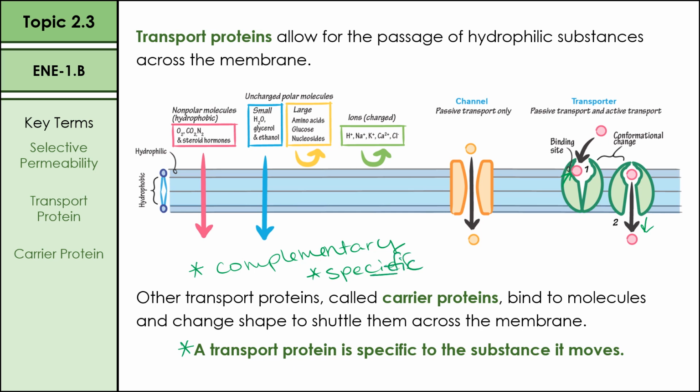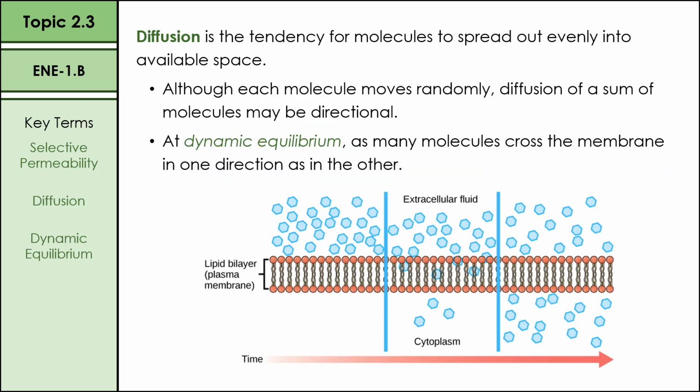Specific to our molecule, and they have regions that are usually opposite to allow for the binding. So if we have a shape that looks like this, they'll have a shape that looks like this so that we fit together nicely.